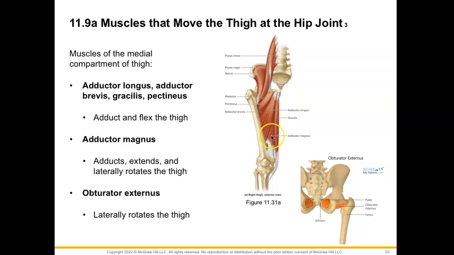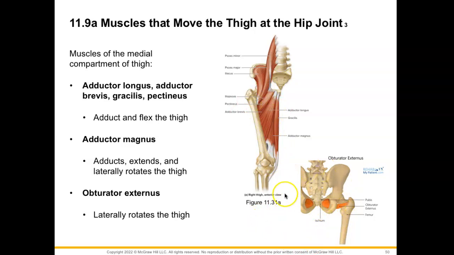We also have this really large muscle known as adductor magnus, and its adductor part is going to adduct and flex the thigh. But its extensor part, which is found more medial over here, is going to extend and laterally rotate the thigh. And then we have another special muscle, which you can't really see in this view.